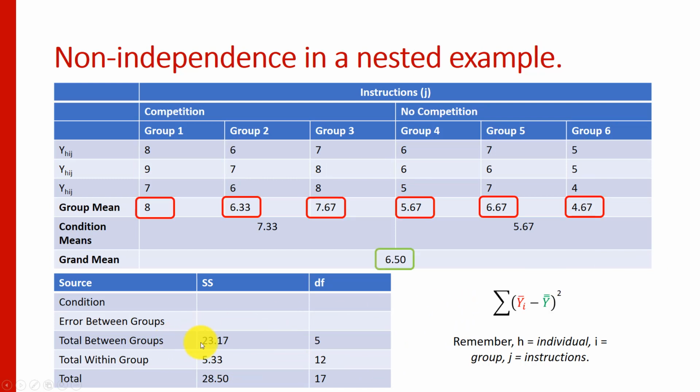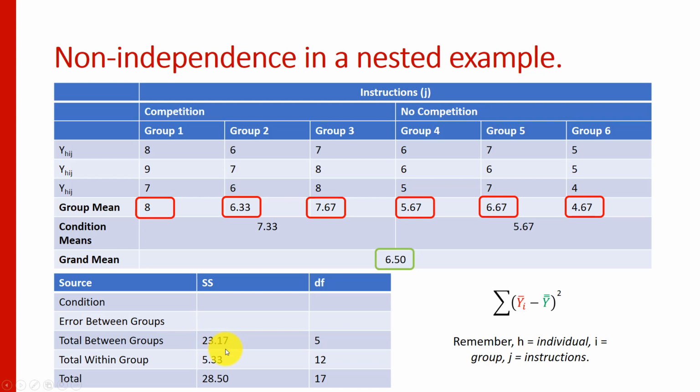Next, we can calculate the total variation between groups, because we want to know how much the groups vary from each other. That's what's going to allow us to make an appropriate calculation for the effective condition. So we take the difference between each group mean minus the mean of means. You take 8 minus 6.5 and square it, 6.33 minus 6.5 and square it, 7.67 minus 6.5 and square it, and so on. By adding all of those squared deviations together, we find that we have 23.17.